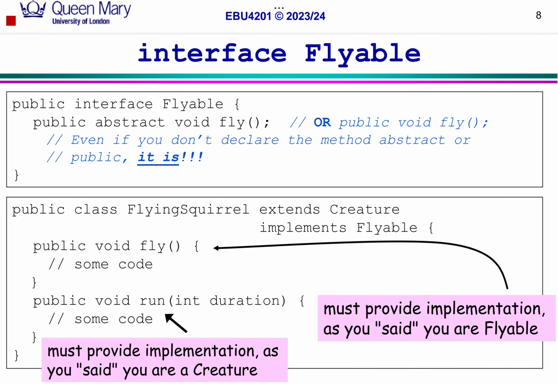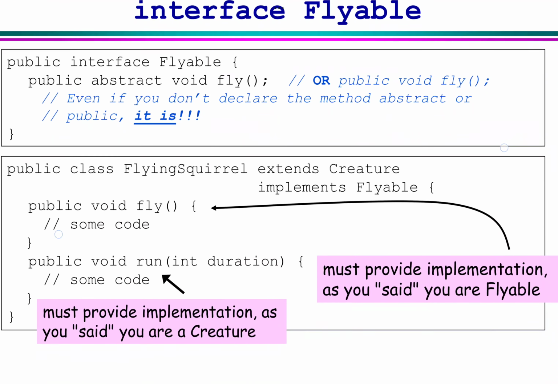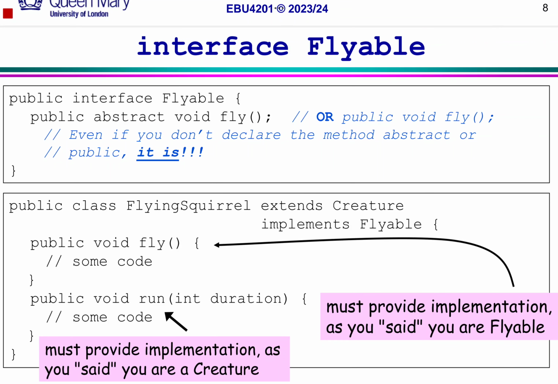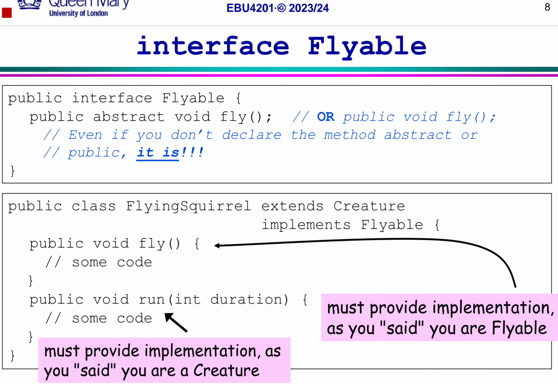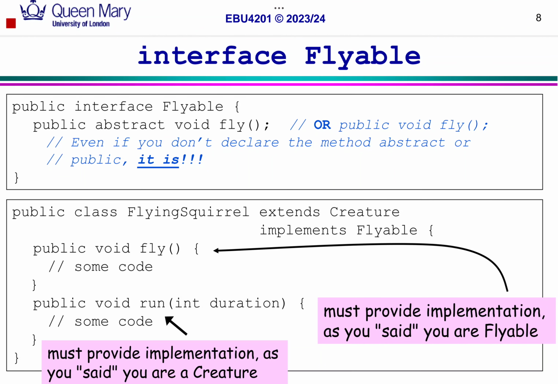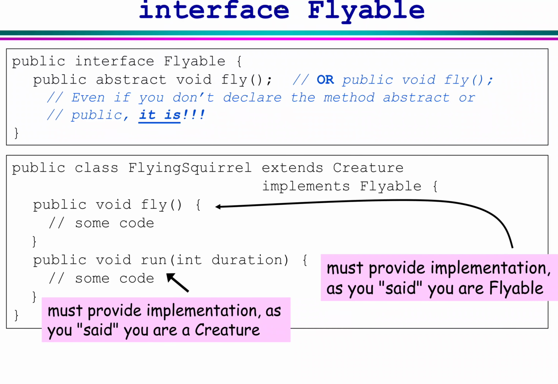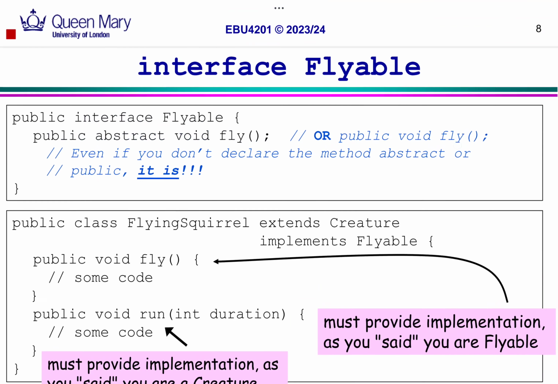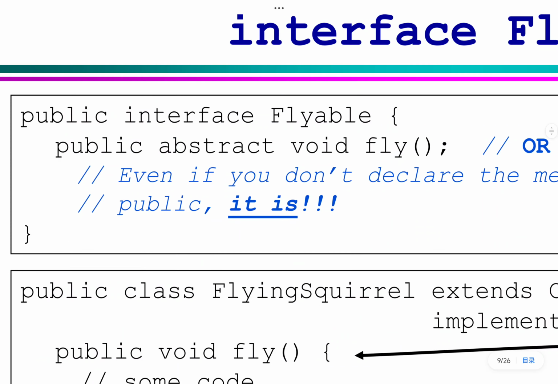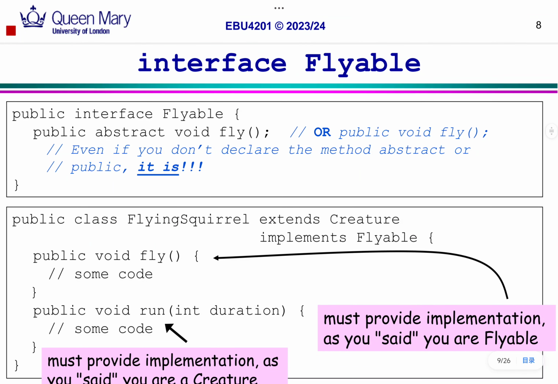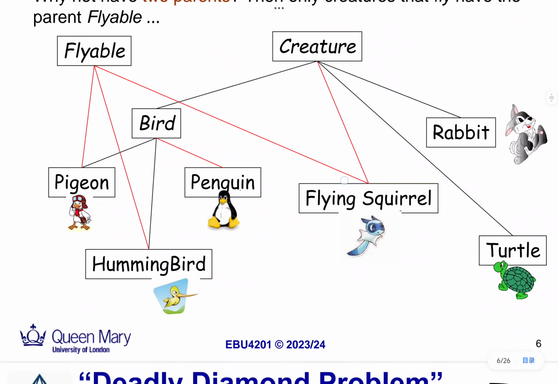Interface Flyable. Public interface Flyable, public abstract void fly. Even if you don't declare the method abstract or public, it is abstract and public. Public class Flyer implements the public interface. Please note this keyword interface, and then the creature is just an abstract creature.